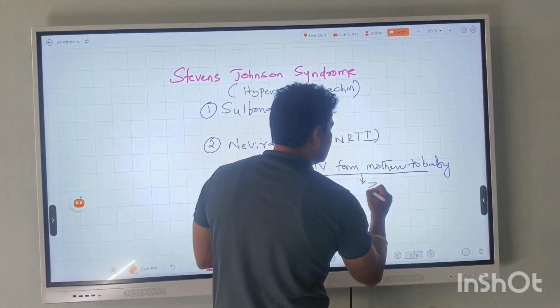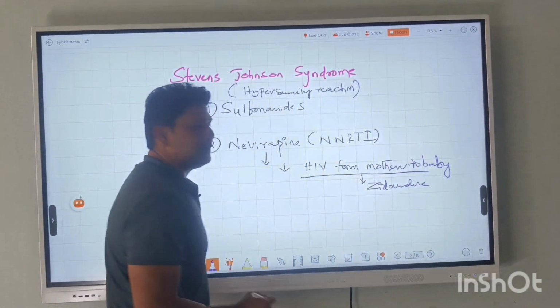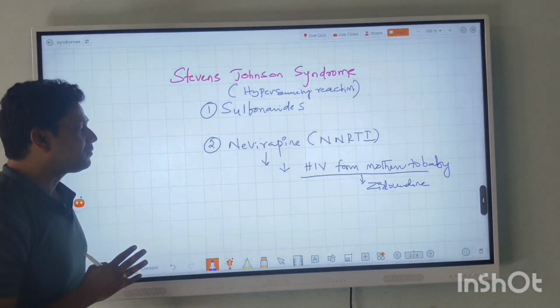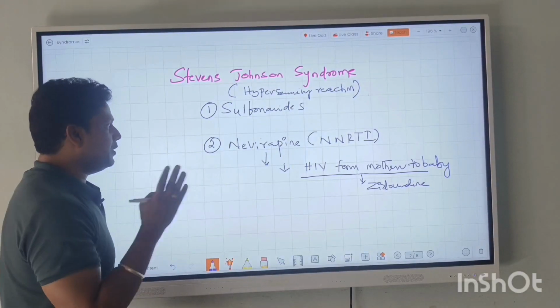Another drug also there, that is zidovudine. This is very important for the competitive examination. There are only two drugs used to treat HIV transmission from mother to baby.